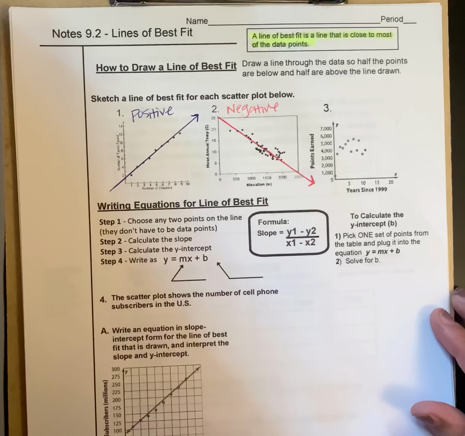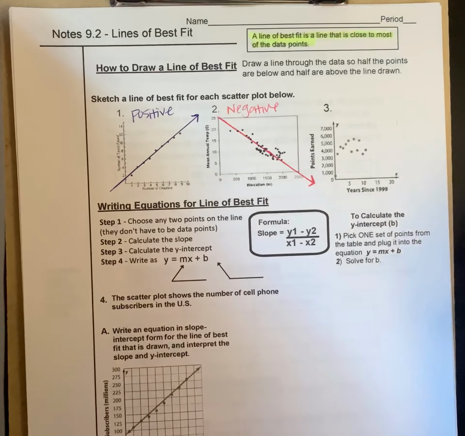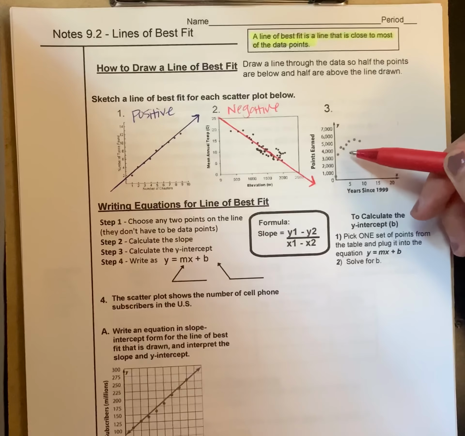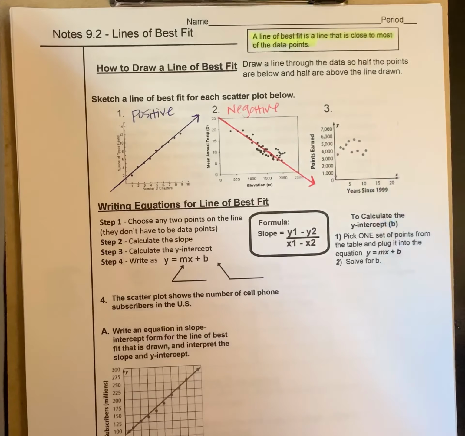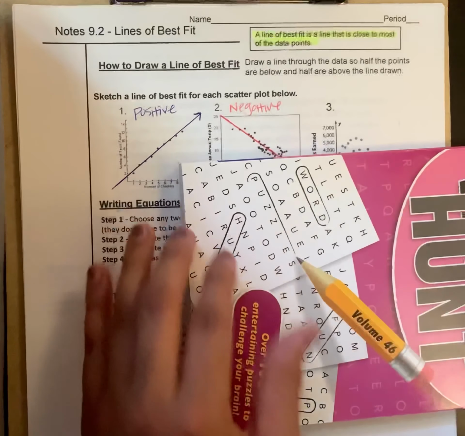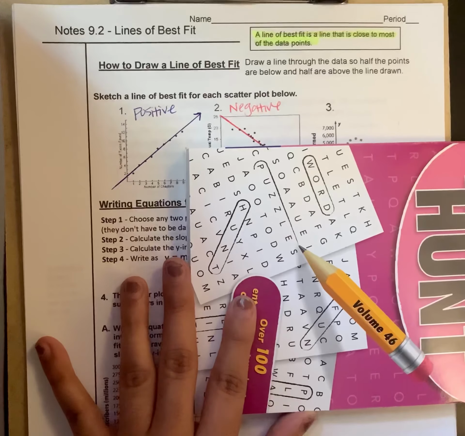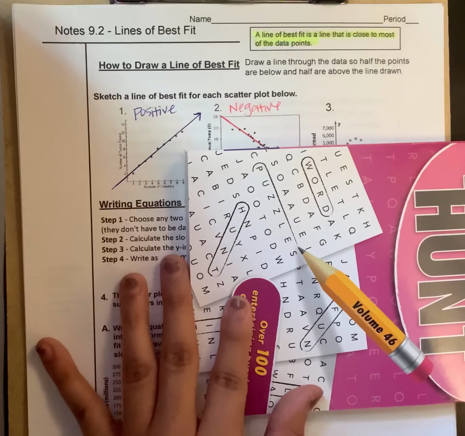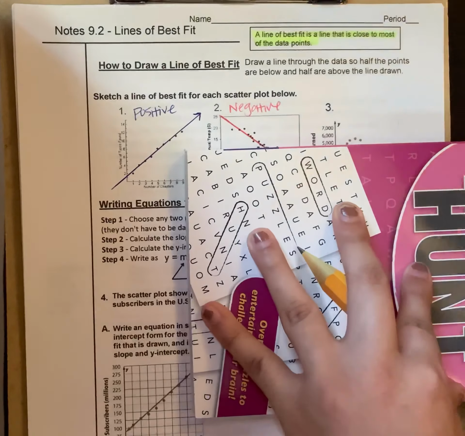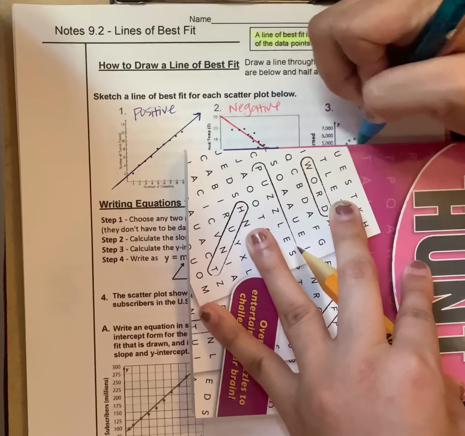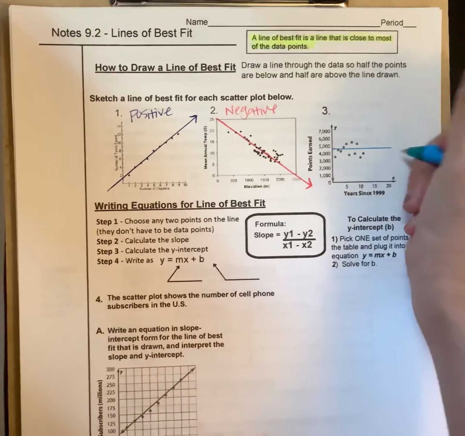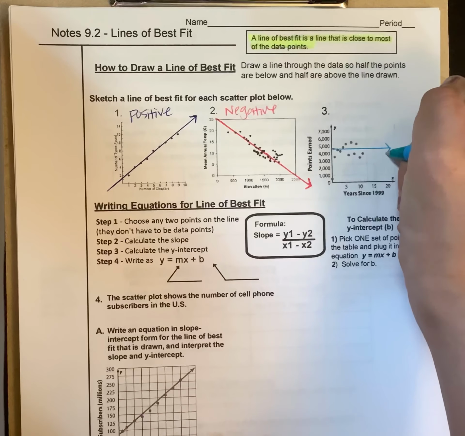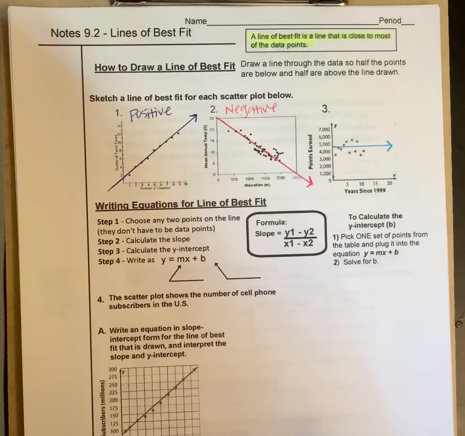Let's look at our third example. In our third example, we have some points going up. We have some points going down. So what we want to do is draw a line going straight through the middle, because that would mean that half of my points are above, half of my points are below. And this is neither positive nor negative, so we can leave it as is.